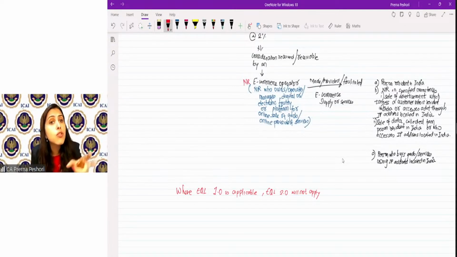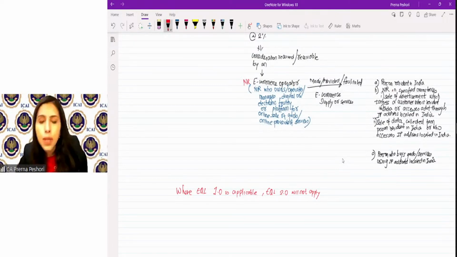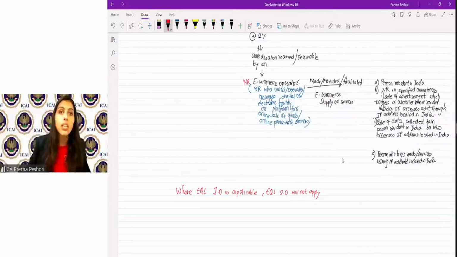Second is, it will also apply to a non-resident e-commerce operator selling the data collected from a person resident in India or who accesses the IP address located in India. Now, you will think that, ma'am, Google is free, Instagram is free, we are watching reels all day long, and it is free. But students, nothing comes for free.